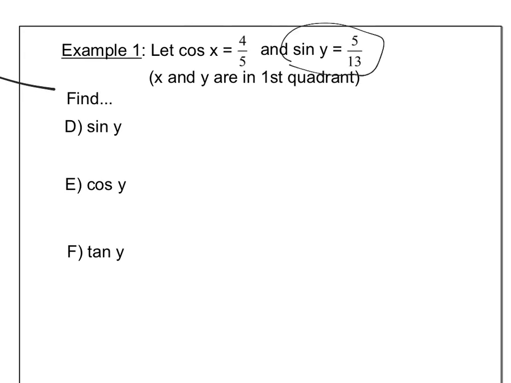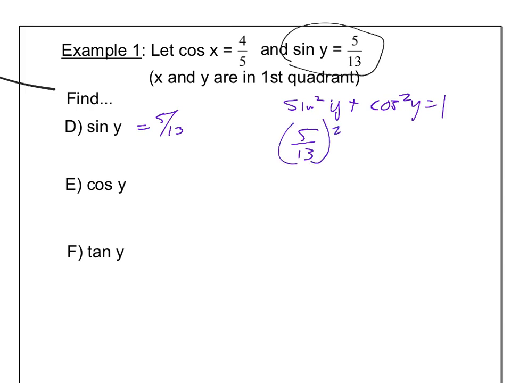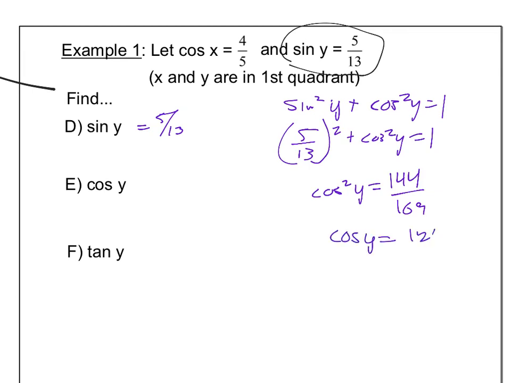So now if I look at the y function, again, I'm going to use sine squared y plus cosine squared y equals 1. So I know that sine of y is 5 over 13. So that's squared plus cosine squared y equals 1. And then cosine squared y ends up equaling 144 over 169 once I square it. I skipped a few algebraic steps, and I can show you those if you really want. But you end up with cosine being 12 over 13.